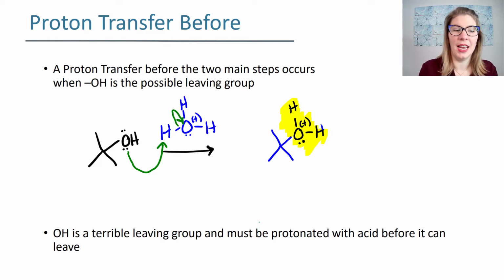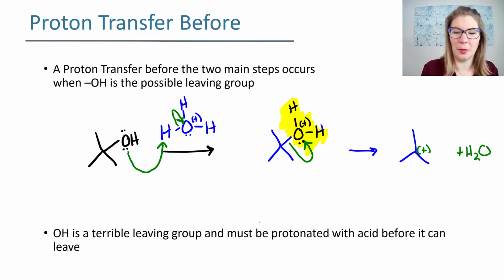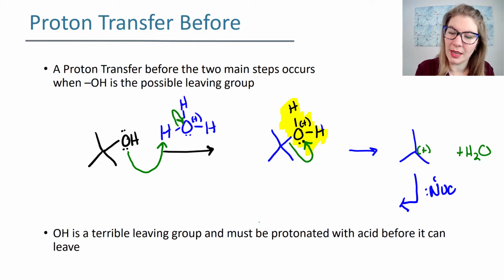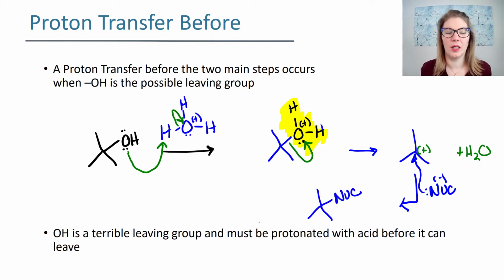Now what can happen is your leaving group can leave, and when your leaving group leaves, you have that carbocation form, and you have now water floating around in solution, and then your nucleophile can do the attacking to get your final product. And I'm just going to put in a general nucleophile here. We'll just do Nuc, we'll make it negative, and we'll get our final product. So OH is a terrible leaving group.